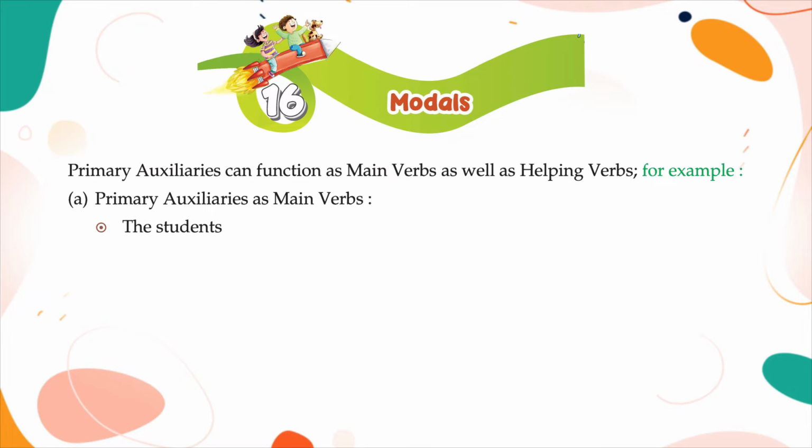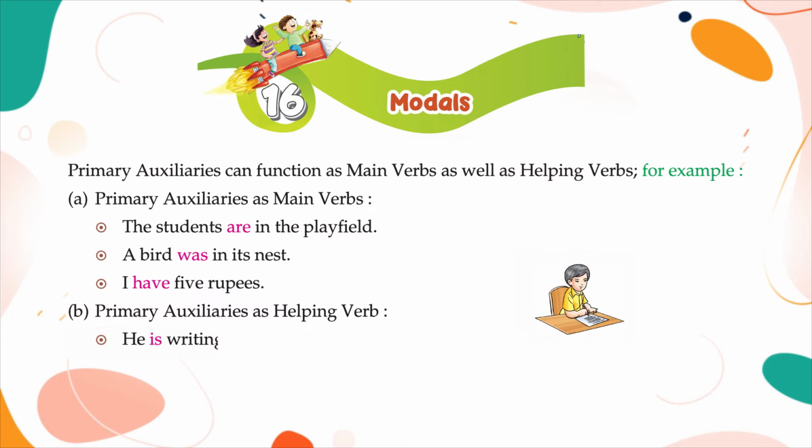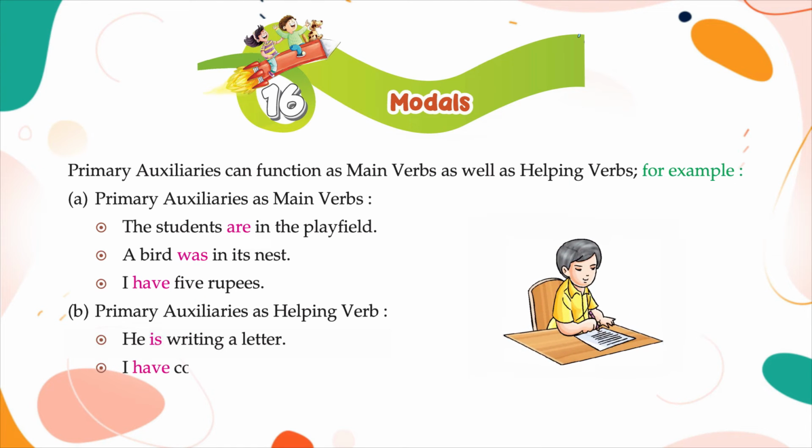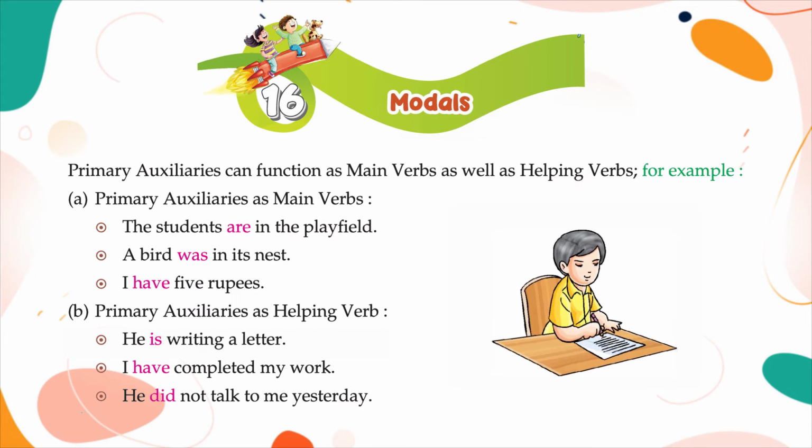The students are in the playfield. A bird was in its nest. I have 5 rupees. Primary auxiliaries as helping verbs: He is writing a letter. I have completed my work. He did not talk to me yesterday.